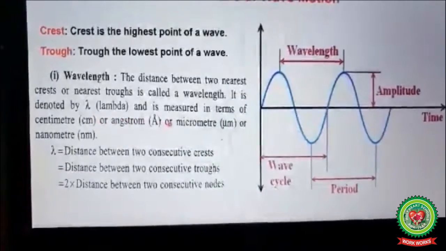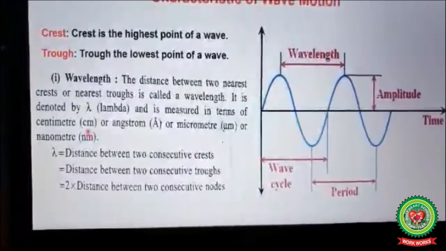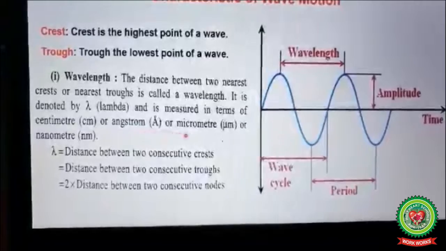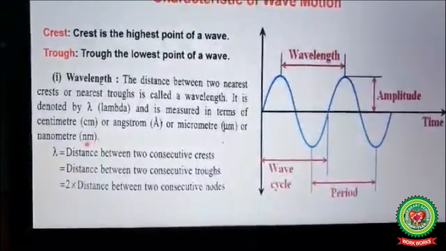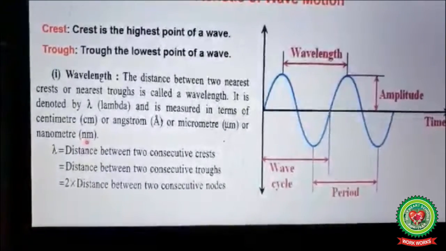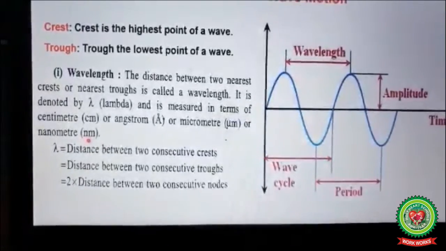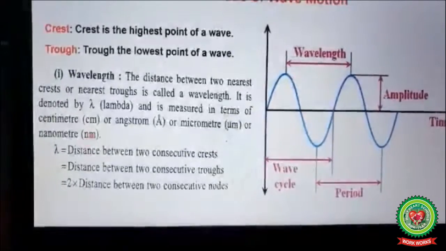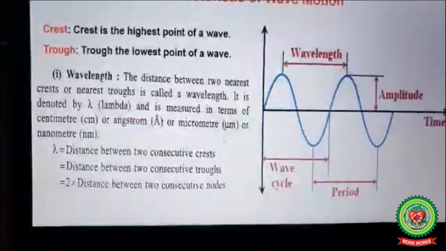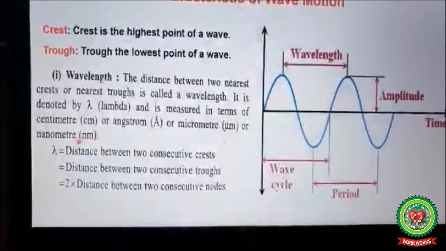If I want to measure wavelength, I'll be measuring it in centimeters, angstrom, micrometer or nanometer. But while putting it in a numerical problem, we know that the speed of light is in meter or centimeter per second. Accordingly, we need to convert lambda if it is in angstrom, micrometer or nanometer.